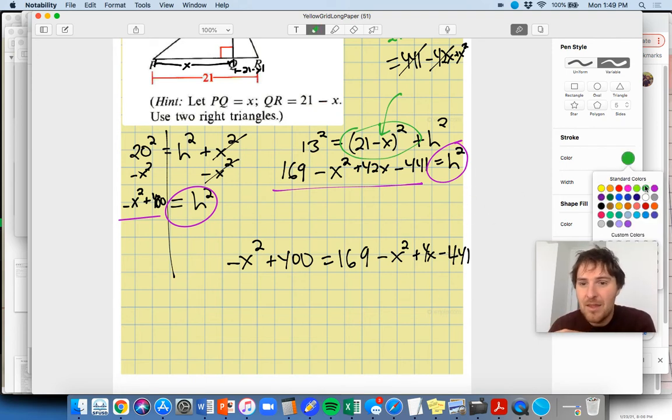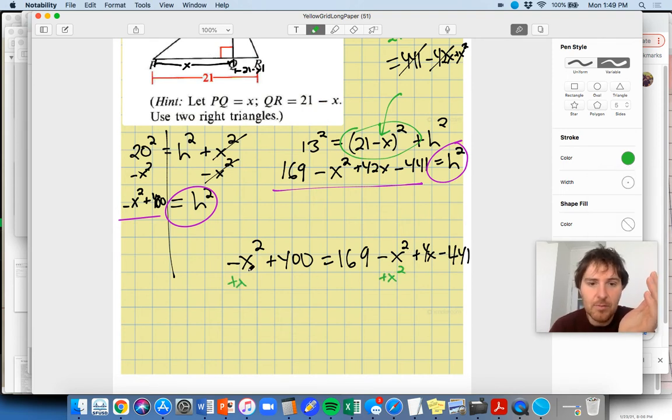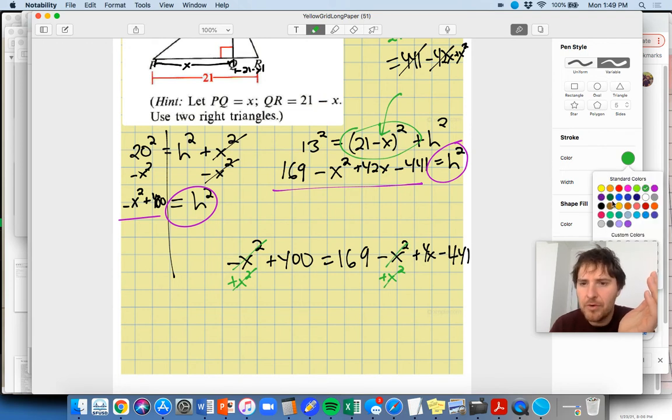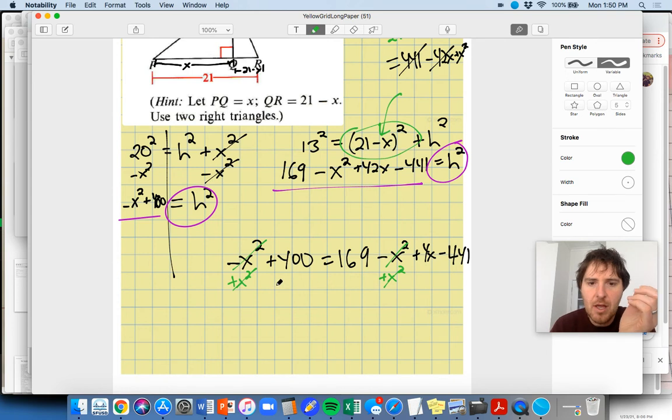All right, so we got the x squareds here. So what I can do is add x squared to both sides. This makes it a little bit easier. Those cancel out. Okay, I got 400 over here. I want to combine those like terms. Let's see, 4x is here. So I got positive 4x over here. So I'm going to move everything else to the left side. Take away 169 here. I got to take away 169 over here.